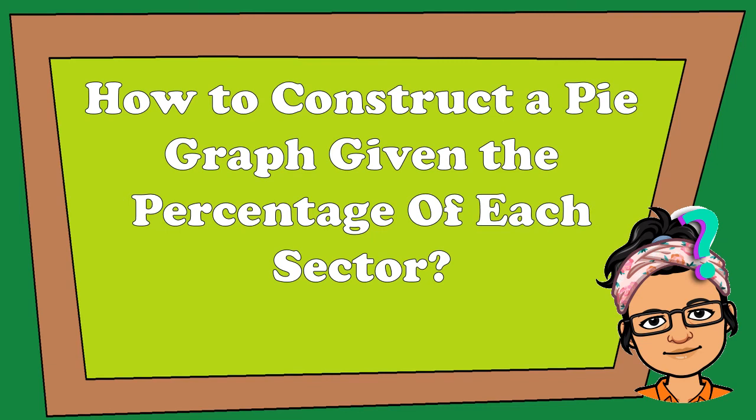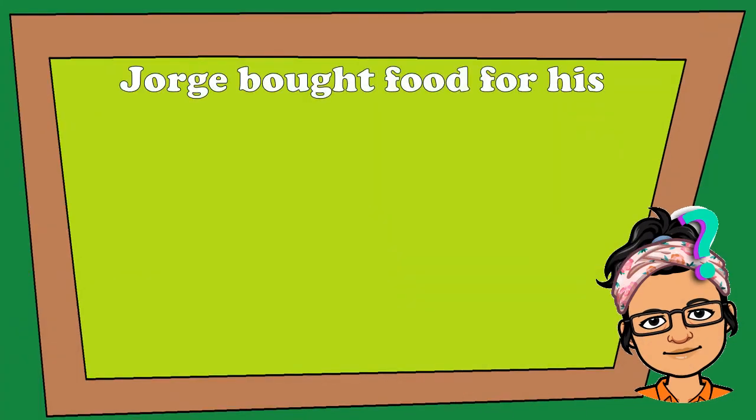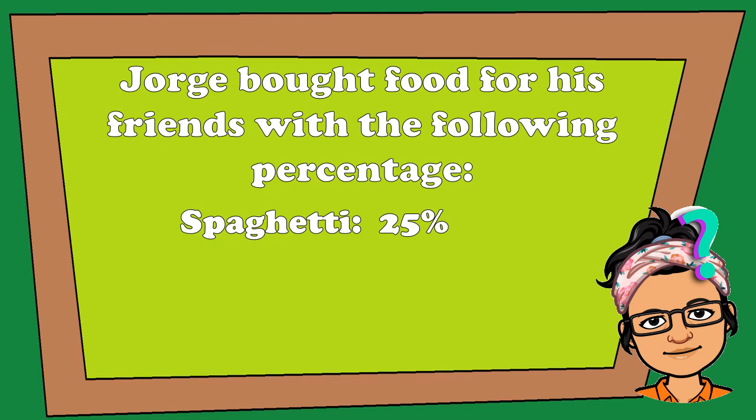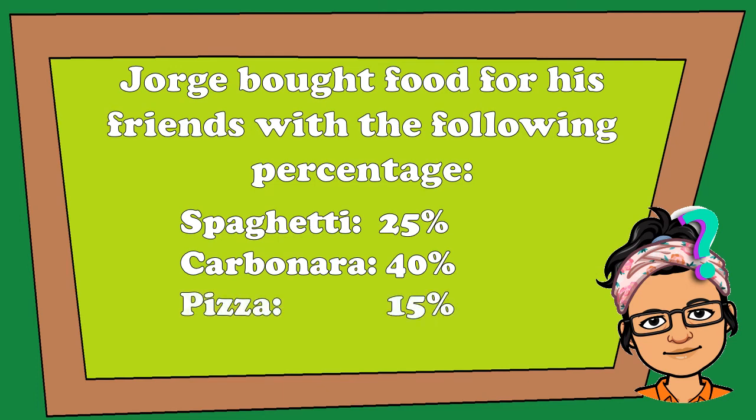Okay, now, how about constructing a pie graph given the percentage of each sector? So let's read the data again. George bought food for his friends with the following percentages. Spaghetti, 25%. Carbonara, 40%. Pizza, 15%. And burger, 20%.